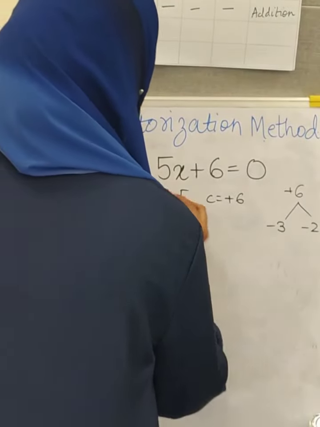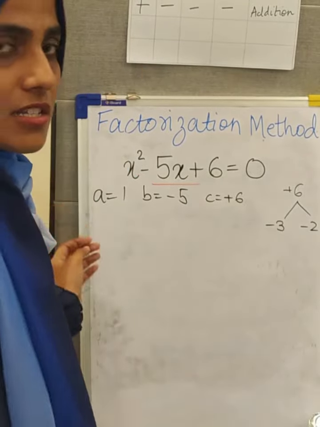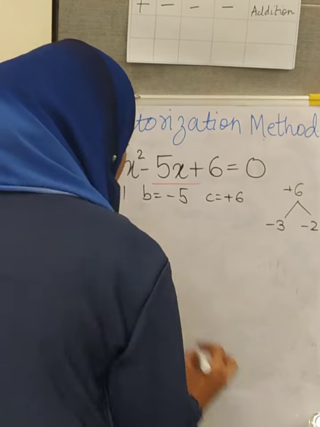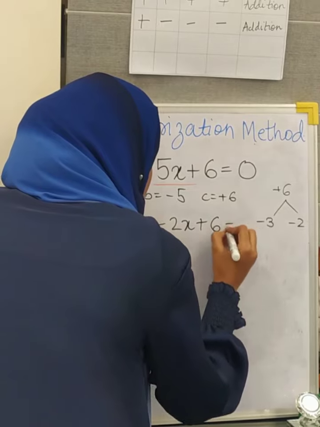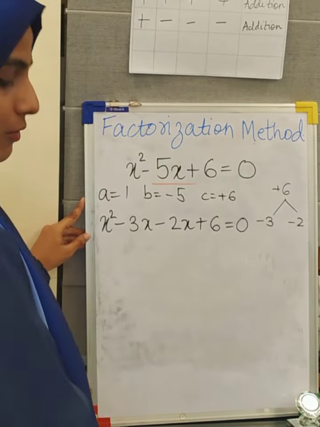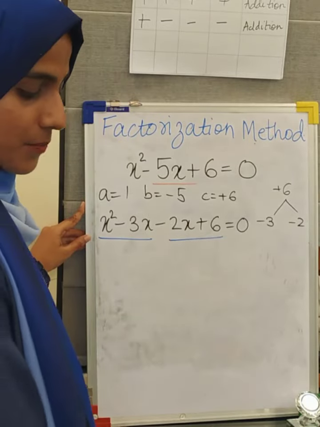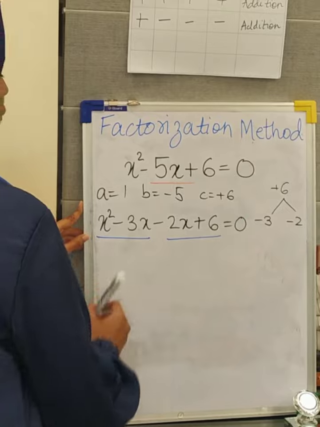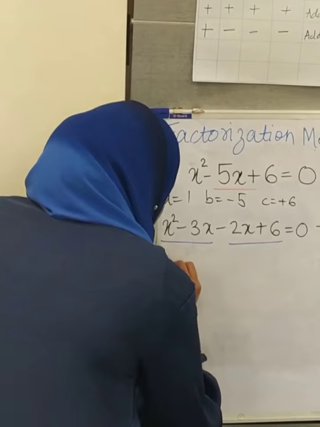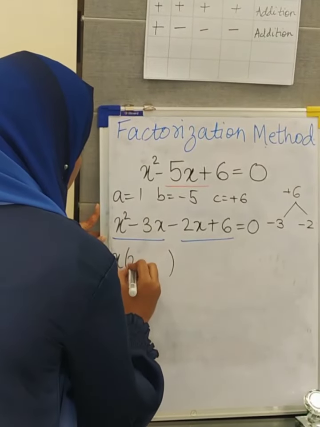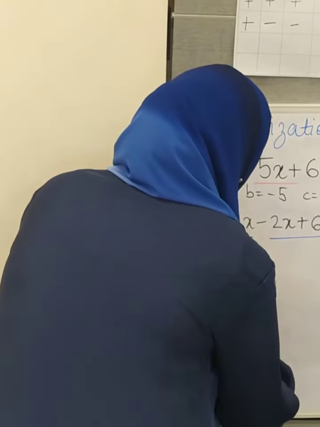Now we will split the middle term in terms of these factors. So instead of minus 5x, we will write x squared minus 3x minus 2x plus 6 is equal to 0. We will make pairs: x squared minus 3x and minus 2x plus 6. We will take out the common from the first pair. So x squared minus 3x, the common here is x. If we take it out, we are left with x, and in 3x, if x is taken out as common, we are left with minus 3.